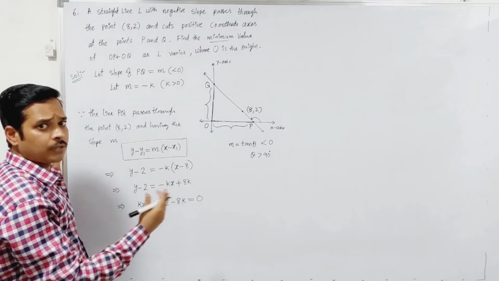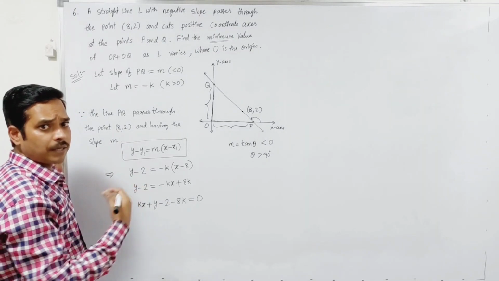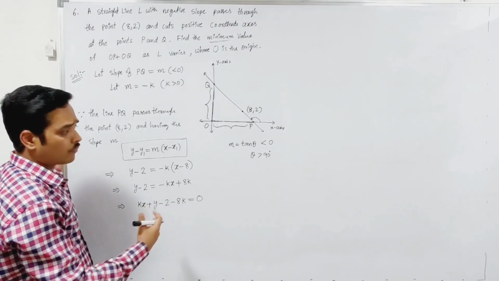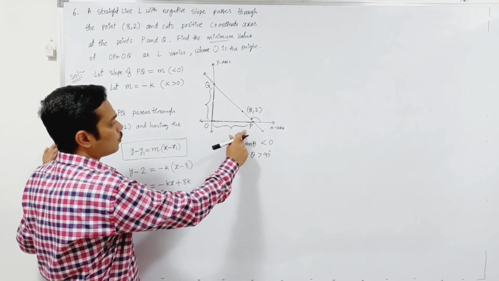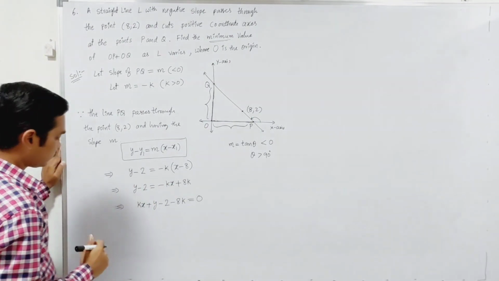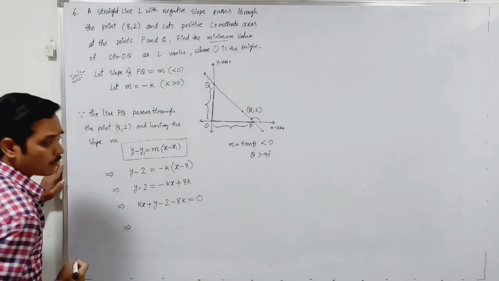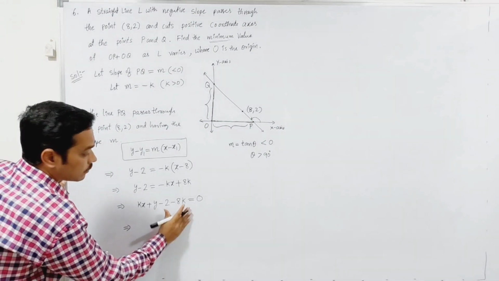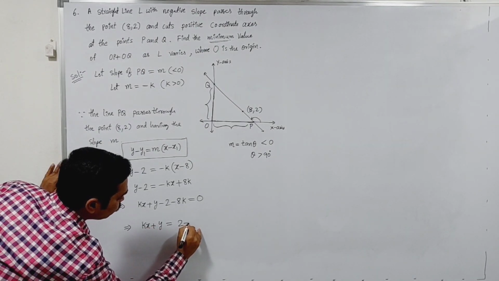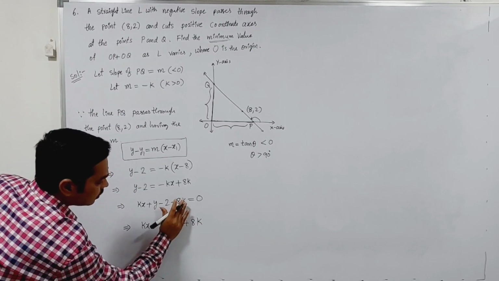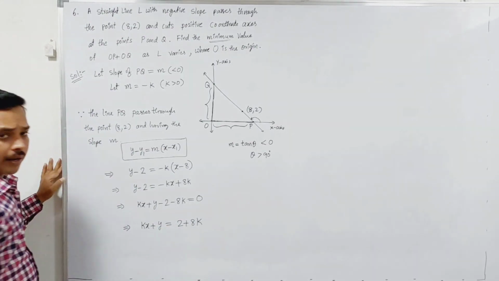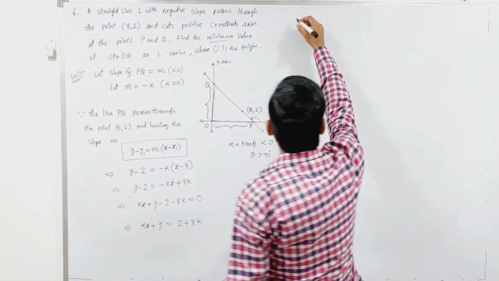Now converting this equation into the intercept form of a line, that is x by a plus y by b equal to 1, we get the x-intercept OP and y-intercept OQ. How to get the intercept form of a straight line? First of all, send the constant to the right side. That is kx plus y is equal to 2 plus 8k. This is the constant term. Send the constant term to the right side first of all.